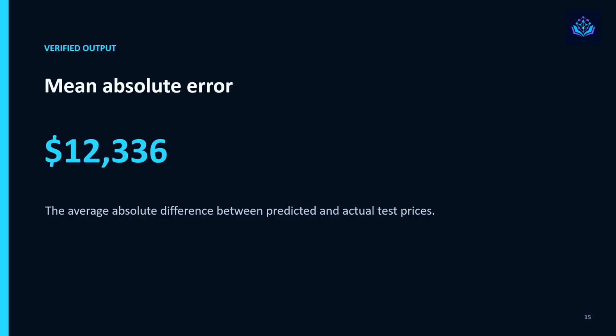Our first metric is mean absolute error. It calculates the average absolute distance between the predicted and actual prices. On this generated dataset, the verified result is about $12,336. That means a typical prediction misses the known test price by roughly that amount. Lower is better, and the unit is easy to understand because it matches the target currency.